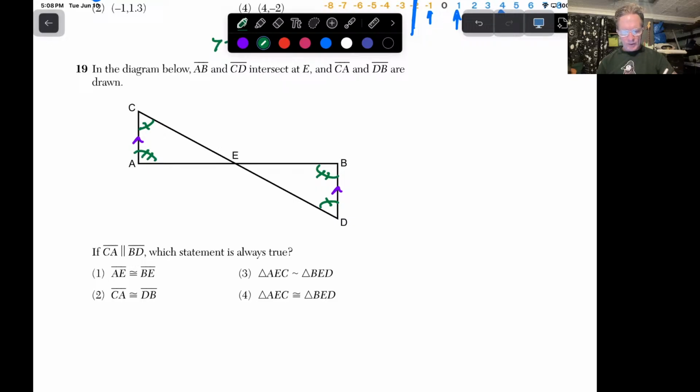So AE congruent to BE? No, we cannot conclude that. Cannot conclude that the sides are congruent here. We cannot conclude that the triangles are congruent. We can only conclude that the triangles are similar to each other.